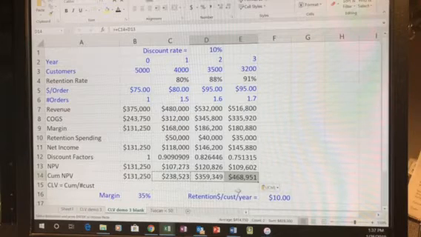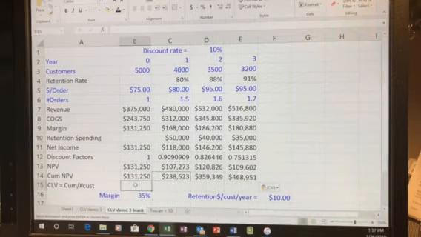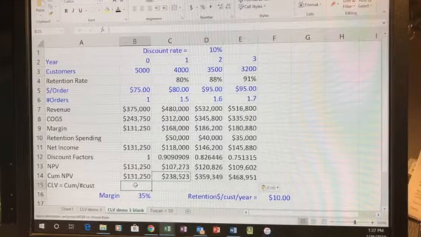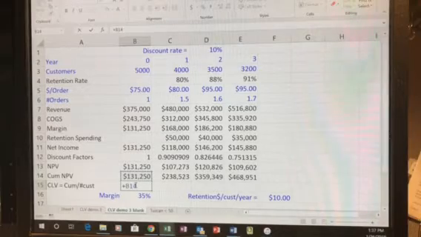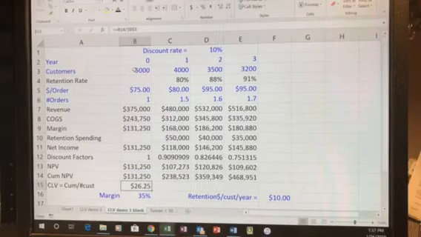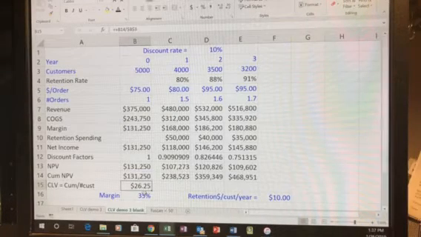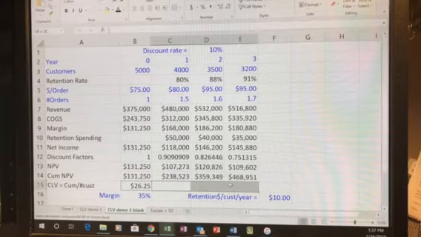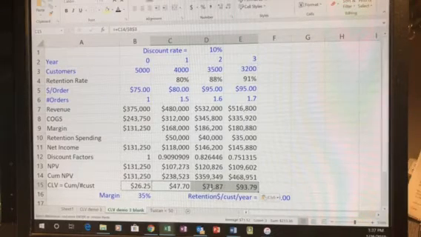So now we can compute customer lifetime value. And customer lifetime value is that cumulative number, this number, divided by the number of customers we started with. Again, I'm pressing F4. So we have a CLV essentially of $26 for that initial purchase, but they're going to be working with us for a longer period of time.